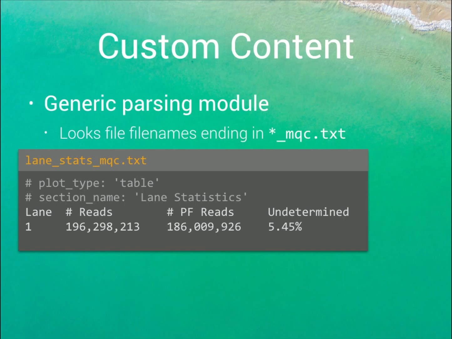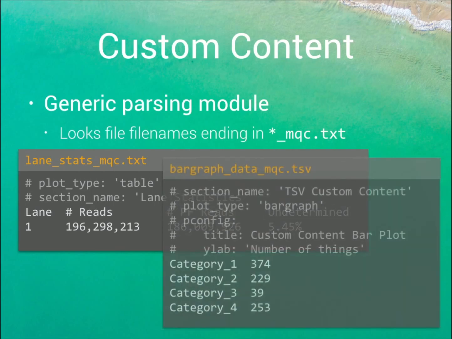We've also added a couple of comment lines at the top here, and these are MultiQC configuration lines, and it just tells MultiQC that this should be a table rather than it having to guess. And it also gives it a name so that the section in the report is called lane statistics. But this could be, again, whatever you want. And if you look on the MultiQC documentation website, this lists everything, all the different possibilities here.